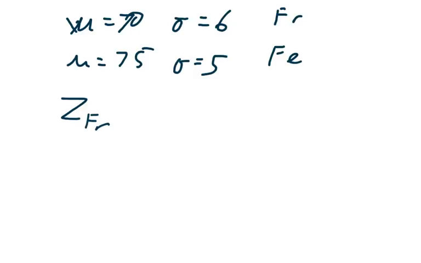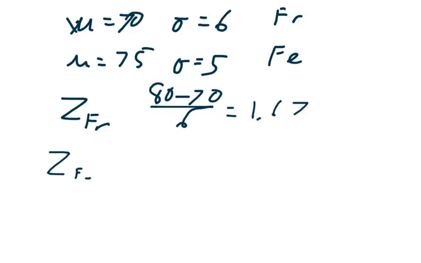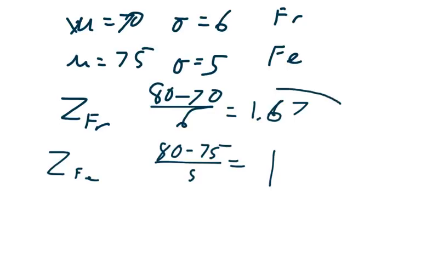So the z-score for Friedlieb would be 80 minus 70 divided by 6, which is 1.67. The z-score for Miss Fader's class would be 80 minus 75 divided by 5. And that would give you a z-score of 1. So comparatively, since getting a higher score on a test is better, even though you got the same score on both tests, you really did better compared to the rest of the class on my test.